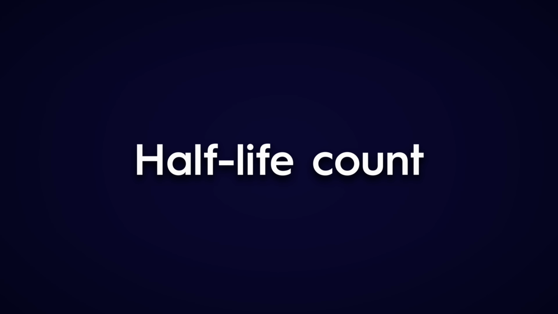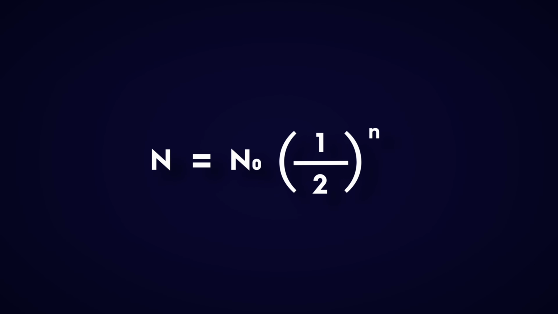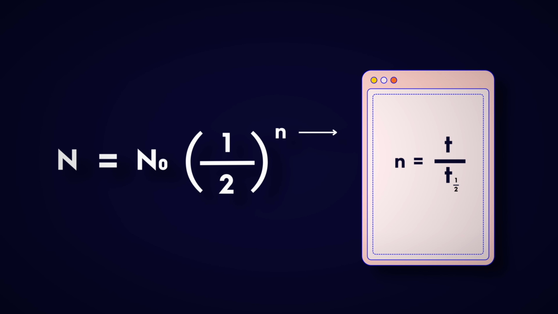Next, introduce a handy model. The half-life count. The remaining amount equals N0 times 1/2 to the power n. Here, n is the number of half-lives, which equals time divided by the half-life.